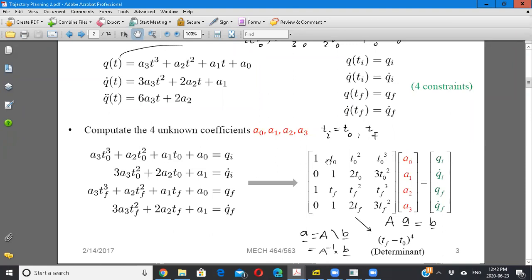Now look at this row. If I multiply it with this, I'll get this back. How? 1 will be multiplied by A0, plus T0 will be multiplied by A1, plus T0 square will be multiplied by A2, T0 cube will be multiplied by A3 as well. So writing in this form does not change the equations. It's just another way of writing these equations, in vector and matrix form.